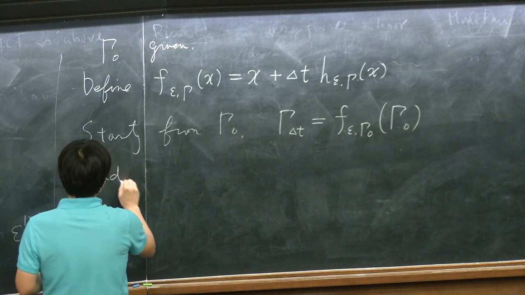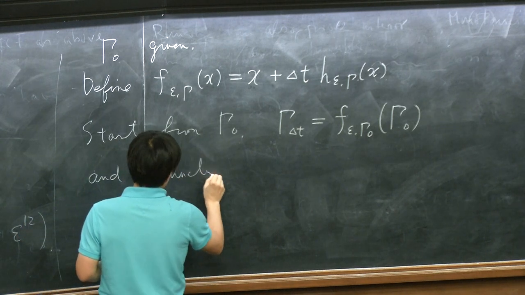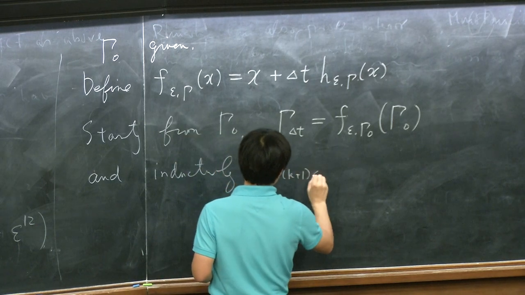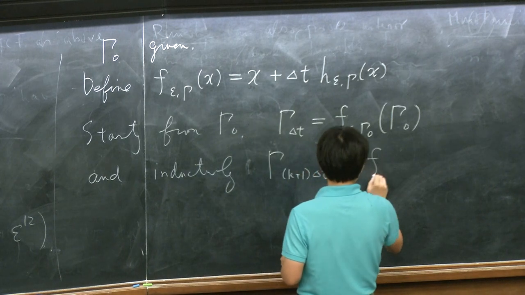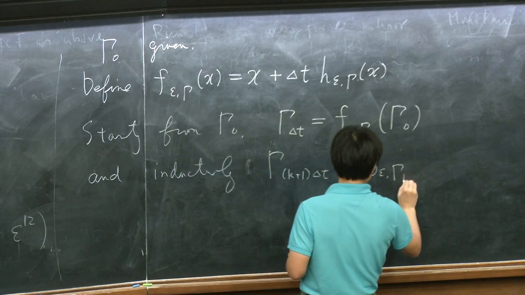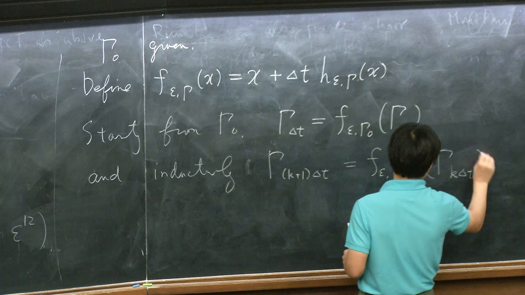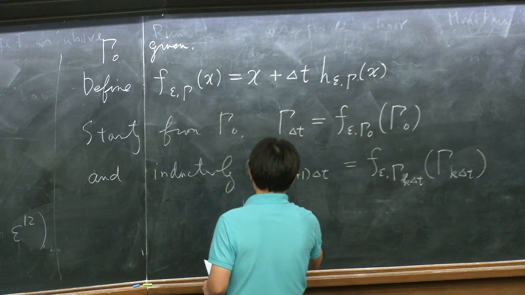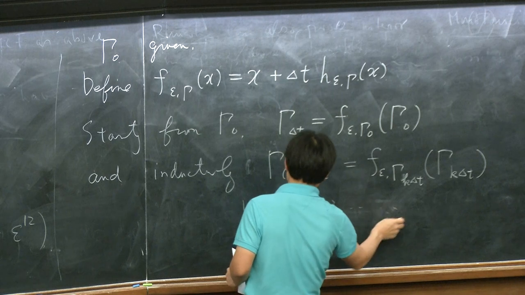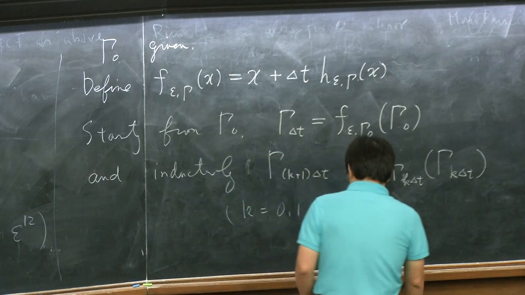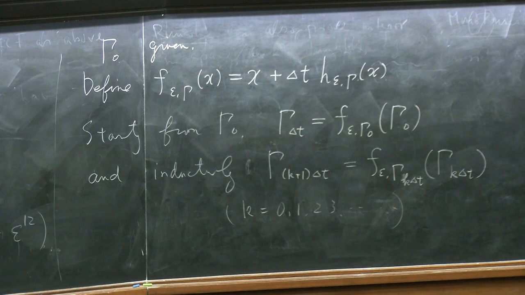And just inductively, repeat this approximate motion, starting from gamma of the previous step, gamma k delta t, where k is 1, 2, 3, 4. At least you can try this. Okay, that's quite reasonable. Now, if you do this, let me give you the lemma, what this does.